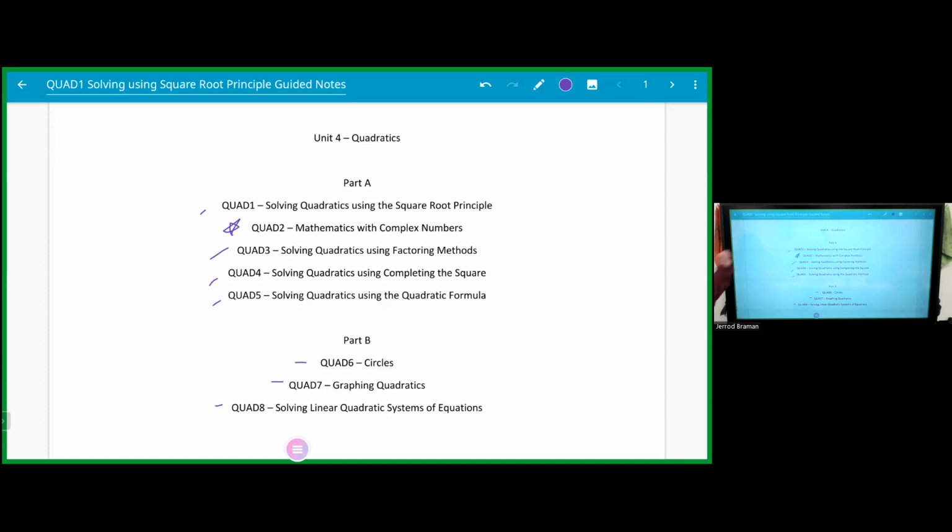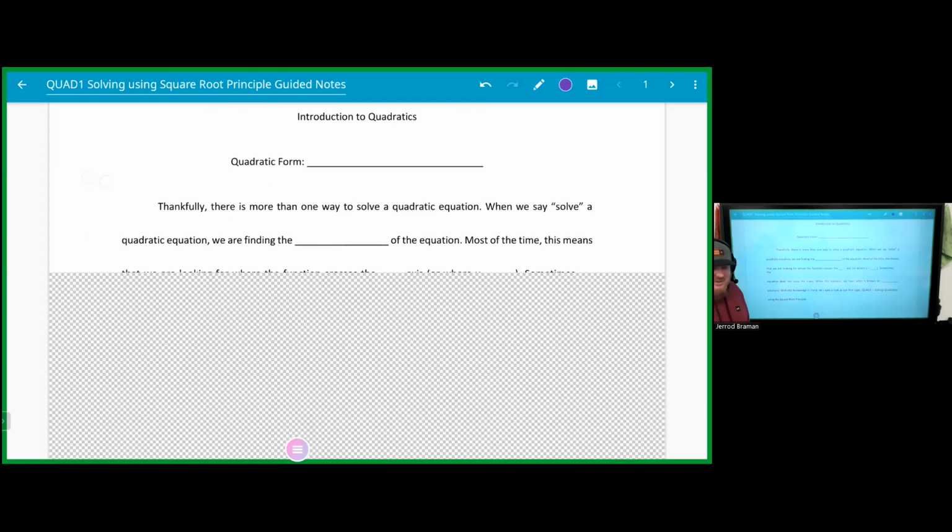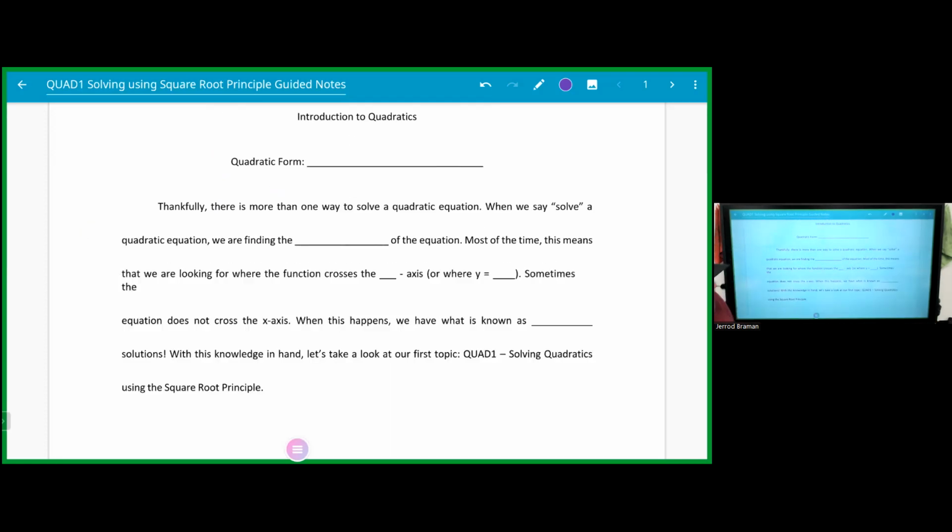We're going to start here, quad 1, solving quadratics using the square root principle. Let me give you an introduction of everything. Introduction to quadratics. We have quadratic form or standard quadratic form. We're going to call that ax squared plus bx plus c. Quadratics deals with squares. In this case, we're dealing with an x squared.